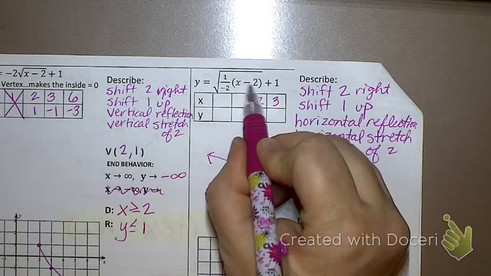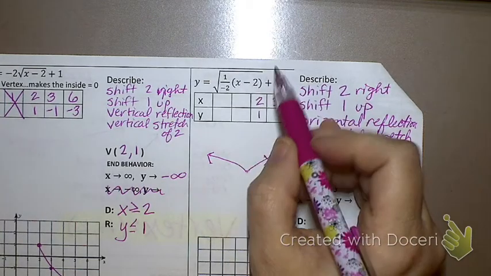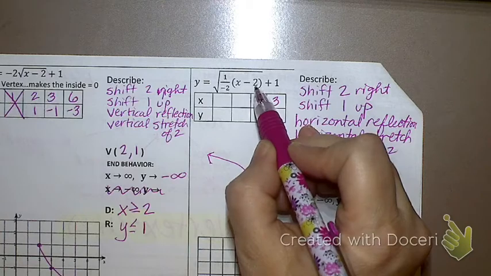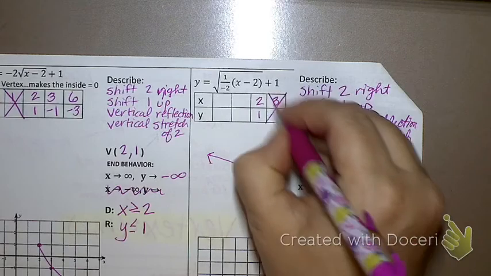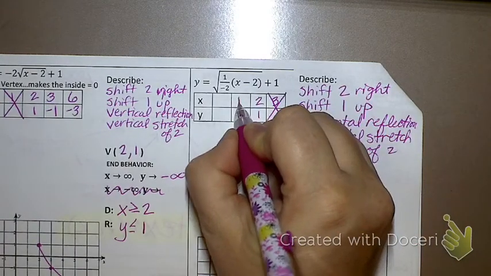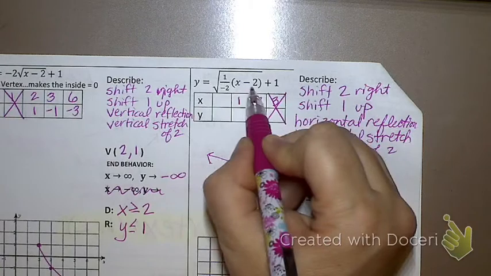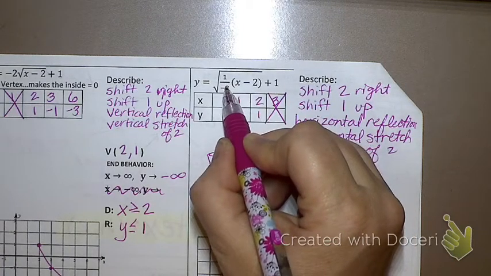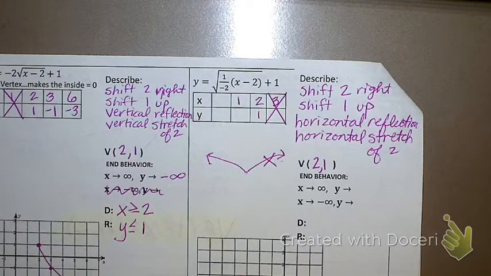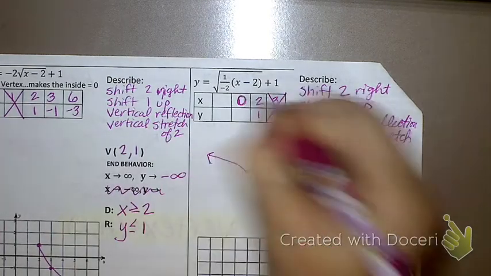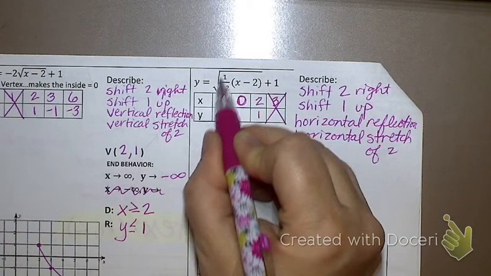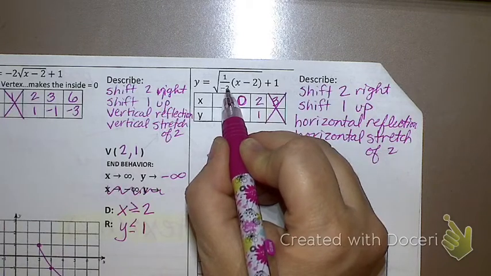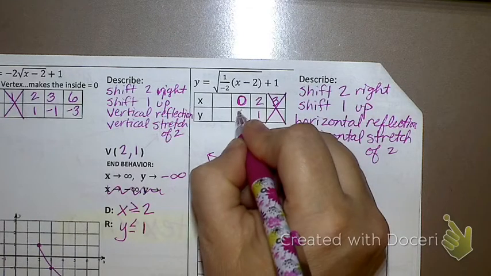Because 3 minus 2 is negative 1, correct? I'm sorry, 3 minus 2 is positive 1, times negative 1/2 is negative. There's my negative under the radical. So, can I use 1? 1 minus 2 is negative 1. Negative 1 times negative 1/2 is positive 1/2. It's positive, which is good. 1/2 is no good. So let's do 0. 0 minus 2 is negative 2. Negative 2 times negative 1/2 is positive 1. Square root of 1 is 1, plus 1 is 2.